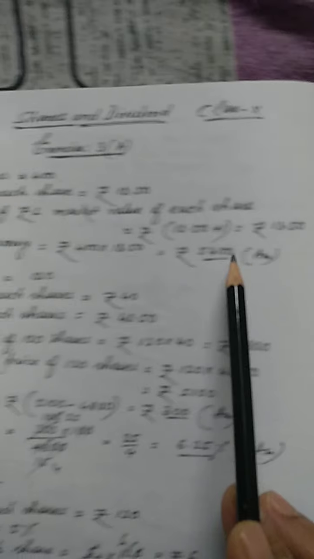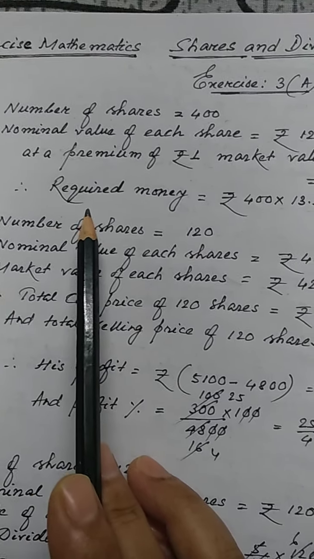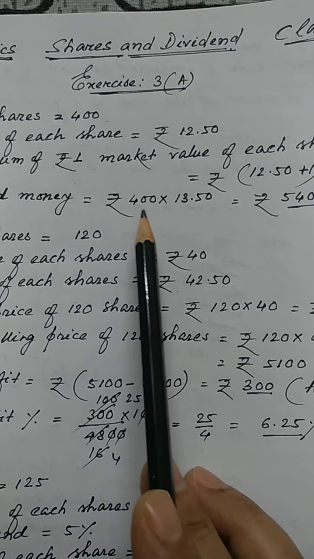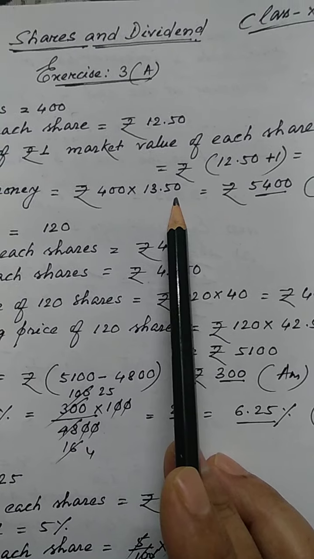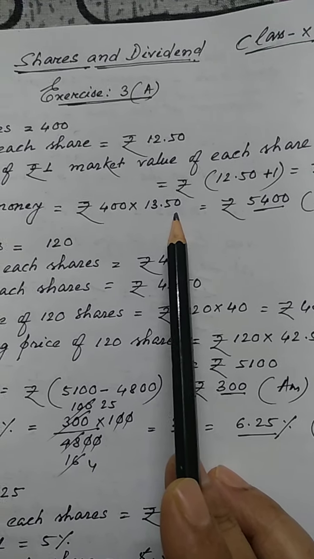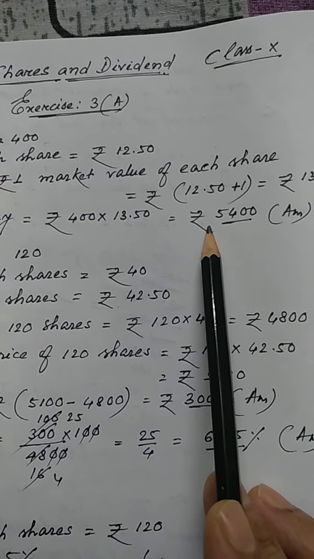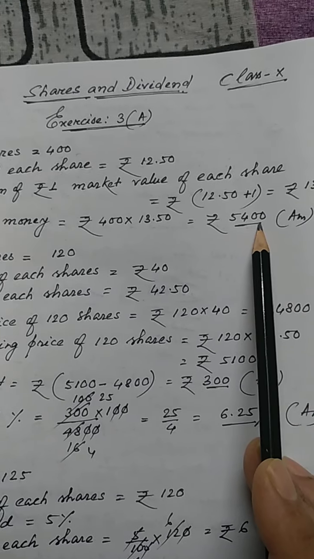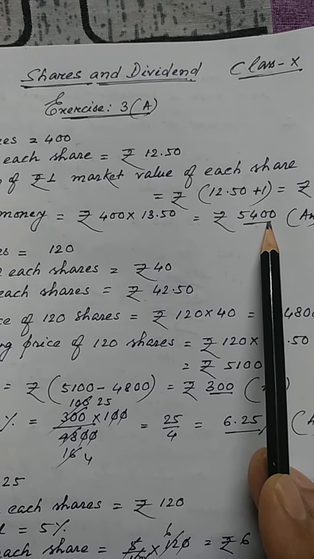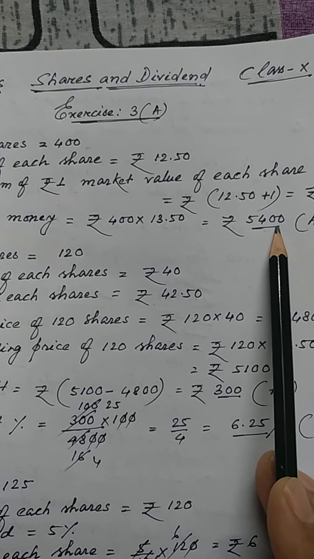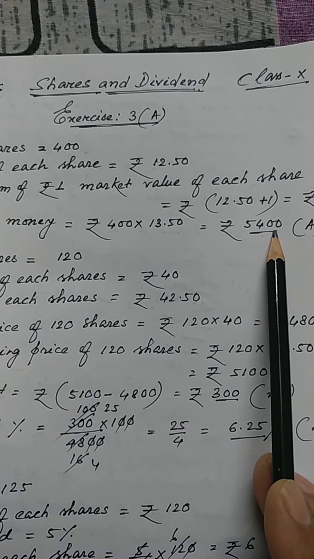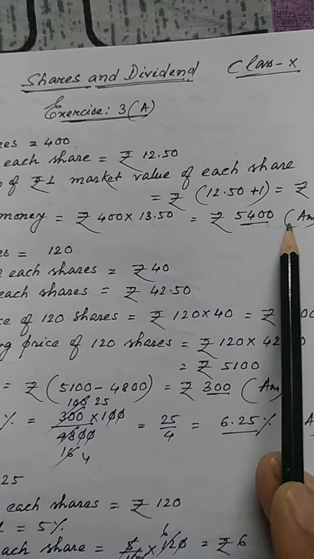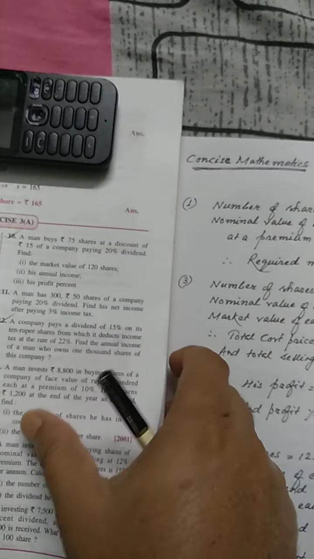13.50. Now, therefore, the required money equal to rupees 400 into 13.50, that is market value of each share, and that will be equal to rupees 5400. So the required money will be rupees 5400 for purchasing 400 shares at rupees 12.50. So this is the answer. Next, sum number 3.